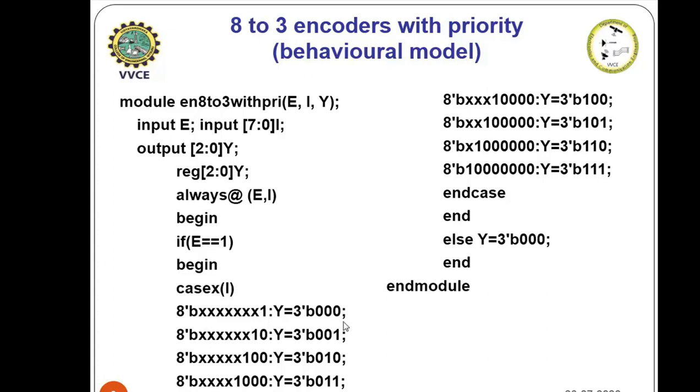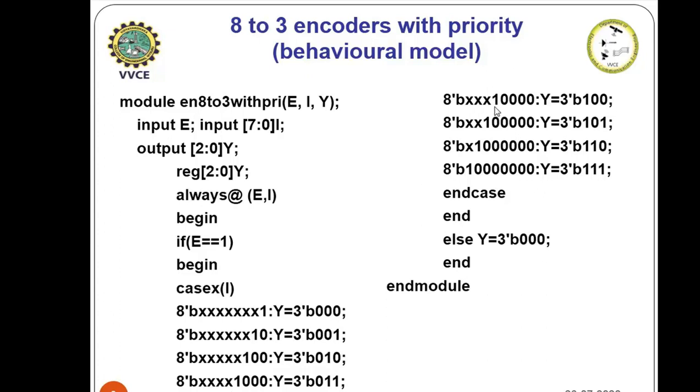My output will be 0, 0, 0. Then 6 don't cares followed by 1, 0. Output is 0, 1. Then 5 don't cares followed by 1, 0, 0. Output will be 2. 4 don't cares followed by 1, 0, 0. Output will be 3.